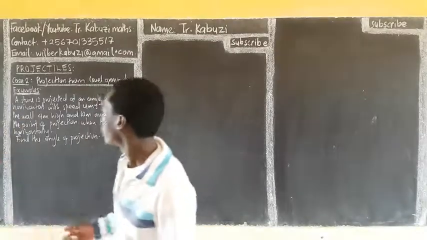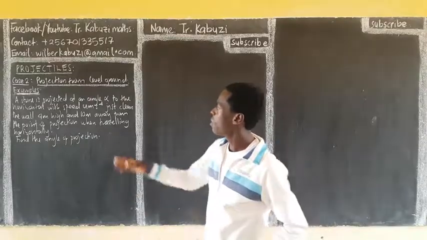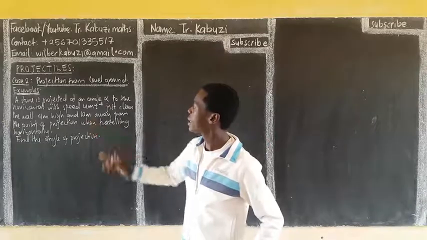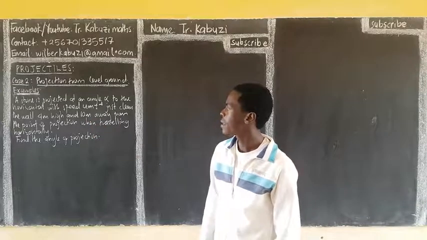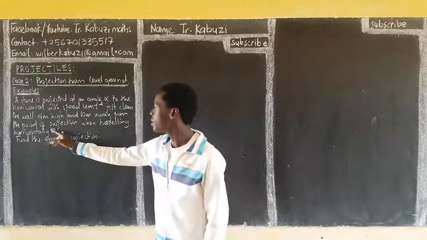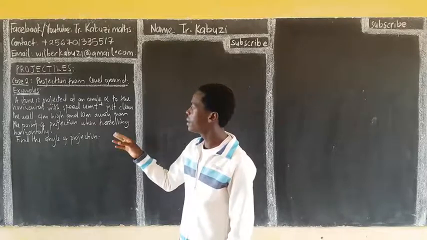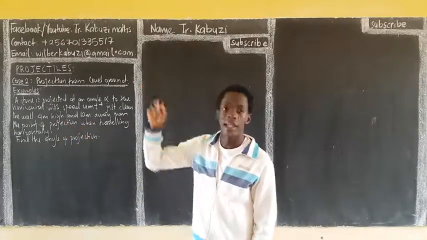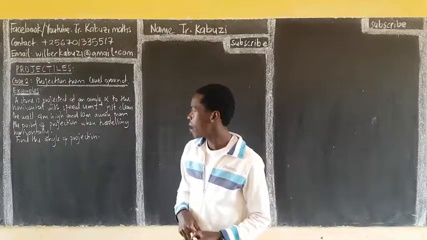Okay, here is another question. A stone is projected at an angle alpha to the horizontal with a speed of u. It just clears a wall 4 meters high and 10 meters away from the point of projection when traveling horizontally. If the stone is traveling horizontally the moment it clears the wall, it means that was the maximum height it attained. So find the angle of projection.